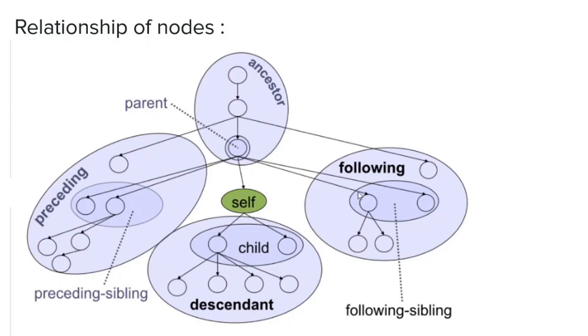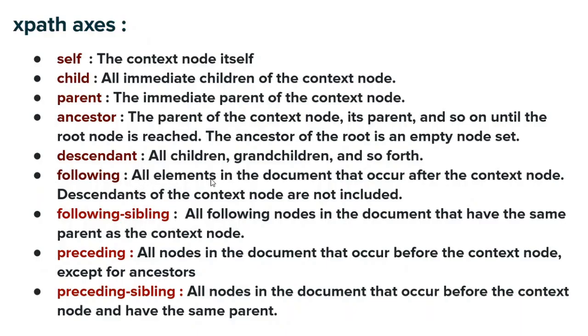Next one is following nodes. So what exactly are following nodes? All elements or nodes in the document that occur after the context node are known as following nodes. All the elements in the document that occur after the context node except descendants of the context node, right? So descendants of the context node are not included.